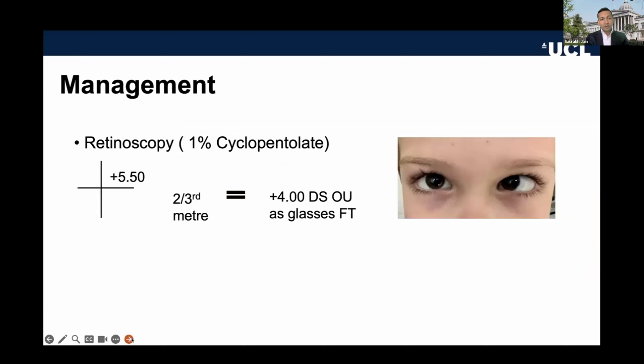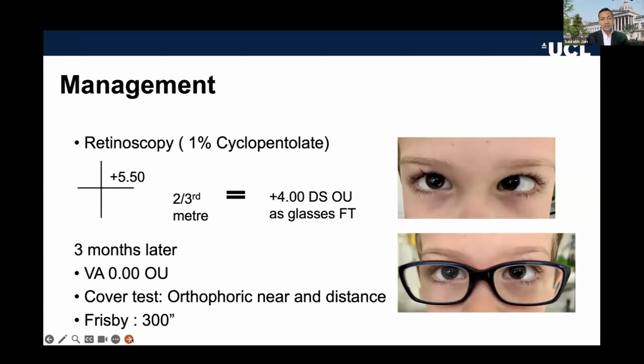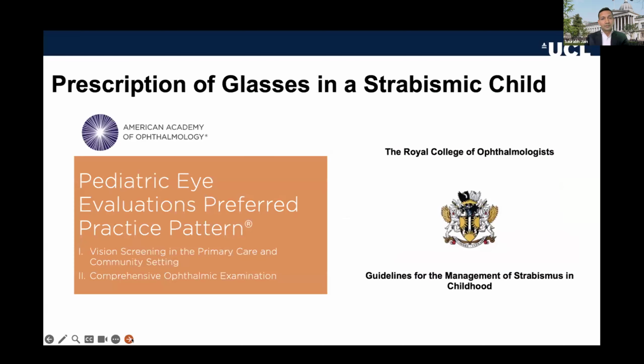And as we have heard previously, one of the most important things would be to perform a retinoscopy. Now, in our practice, we use 1% cyclopentolate, and I use 2/3 of a meter. So this child is around +4, and he gets given the full prescription in the form of glasses to wear full time. We see these children after about 3 months, and 3 months later, this is where we are. His vision is now normal. He's orthophoric for near and distance, and he has regained his stereopsis. So this is a fully accommodative esotropia.